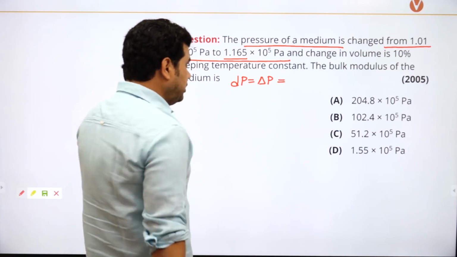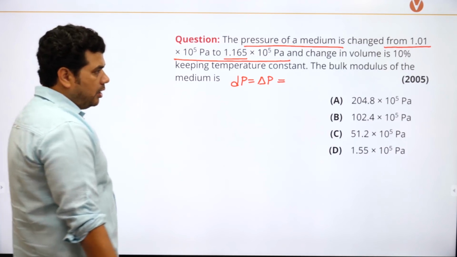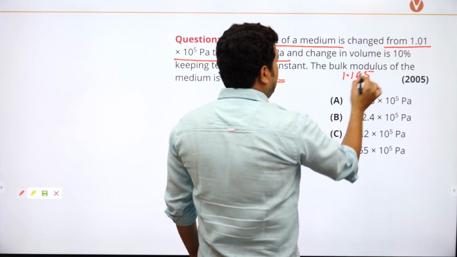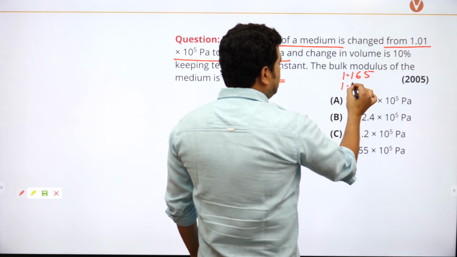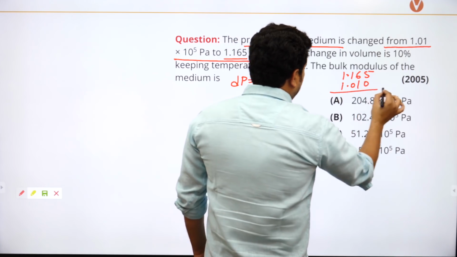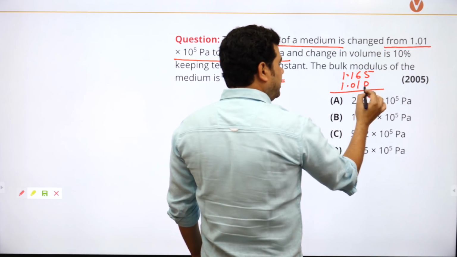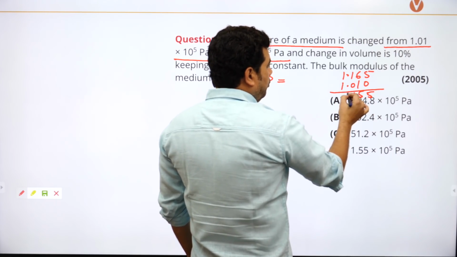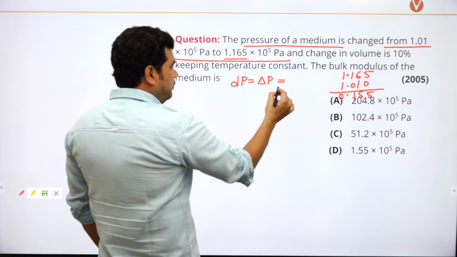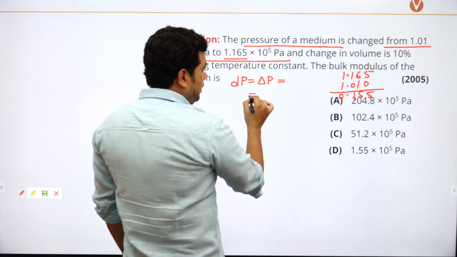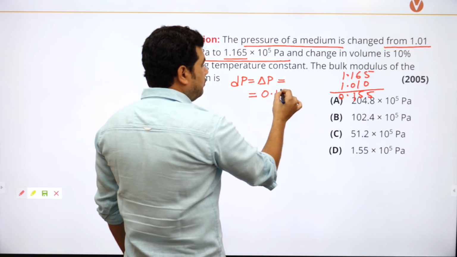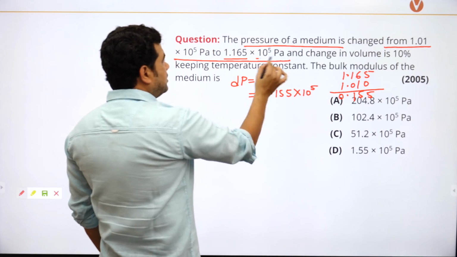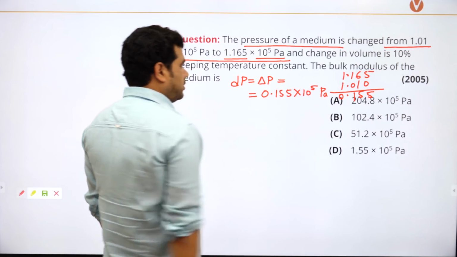1.165 and 1.01. Okay, so we can subtract 1.165 and 1.010. Then what we get? We get 5 here, we get again 5 here, then 1.0. So what's the value of this? The value of this is 0.155 into 10 to the power 5 as given here, that is in Pascal, right?